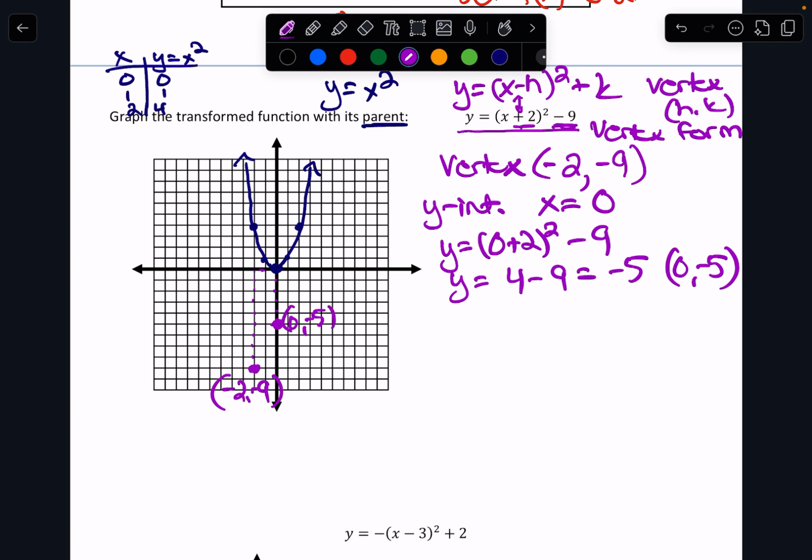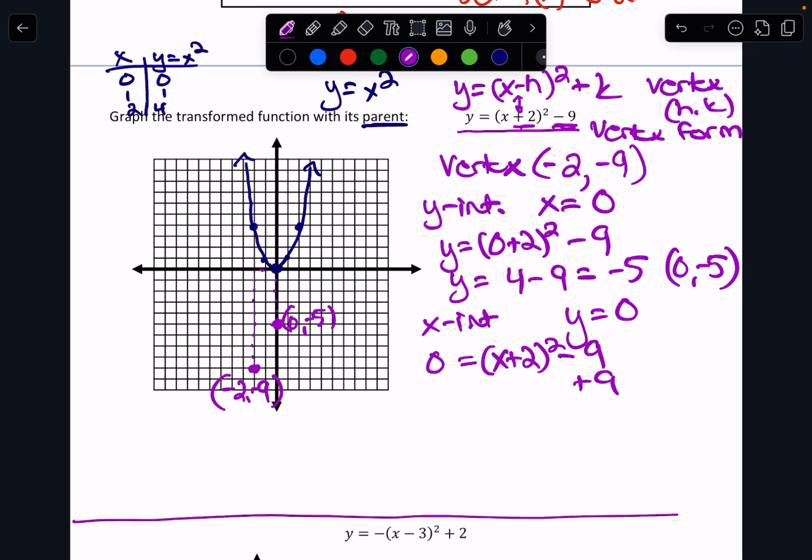And so that was our y-intercept. Then we're going to do our x-intercepts. y equals 0. So 0 equals (x plus 2) squared minus 9. We're adding the 9. And let me actually draw a line here so that I know where I'm going. 9 equals (x plus 2) squared. We have a squared here. We take the opposite, which is a square root. We have to add a positive and negative because we're taking a square root. Square root of 9 is 3, so we have a positive and negative 3 equals x plus 2.